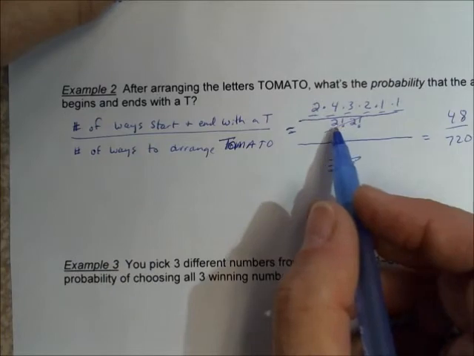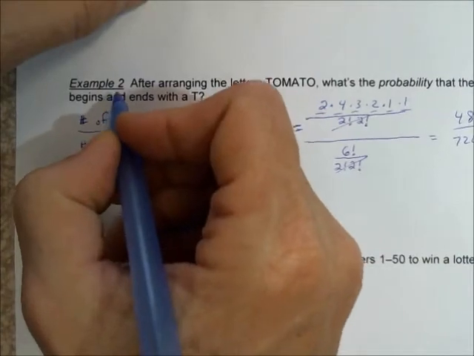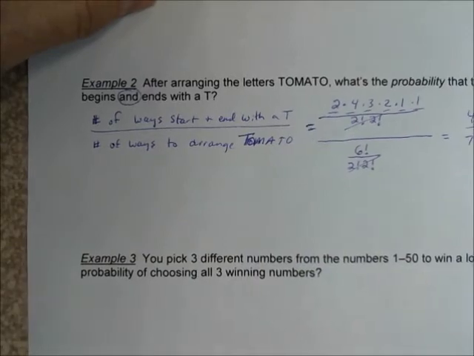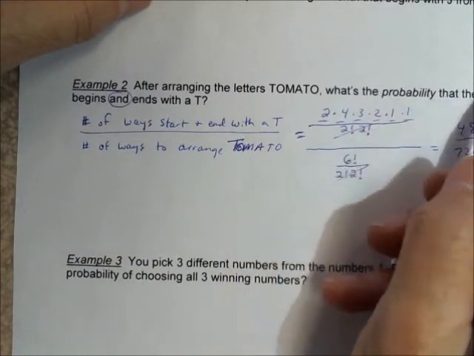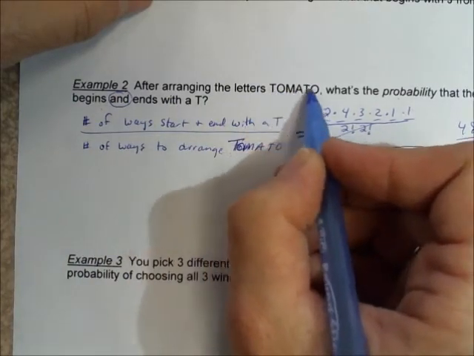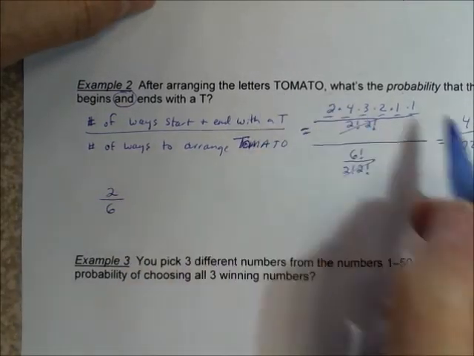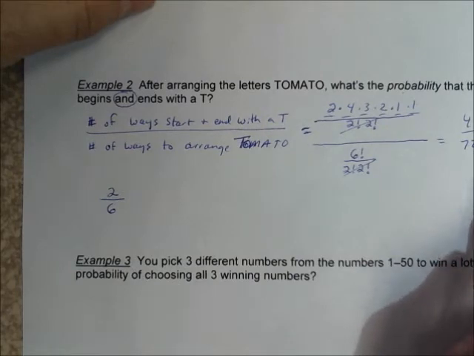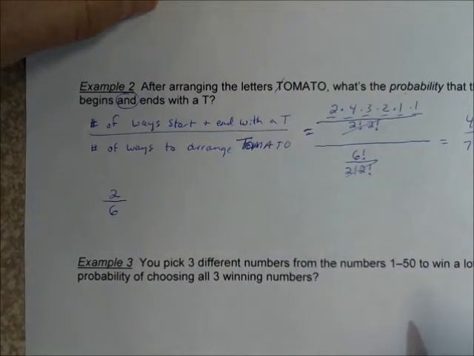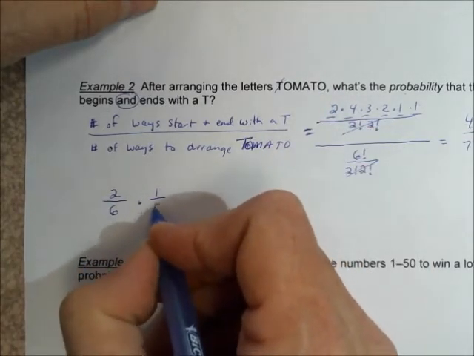Sometimes you kind of have to think about it in these terms, but if you want to really think about it another way, you can say, well, there's a probability with the word and in it, and an and in probability means you're going to multiply the 2 probabilities. So what's the probability that an arrangement is going to begin with the letter T? Well, there are 2 T's in the word tomato, so you have two chances out of 6 total letters that it will start with a T. And then, what's the chance that after you take that T away, that it's going to end with the letter T? Well, you only have 1 T left, but you only have 5 letters left to choose from.